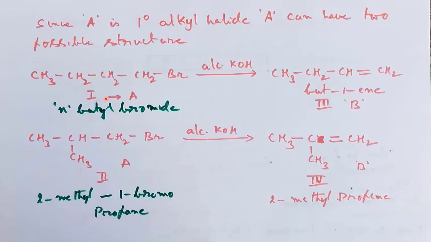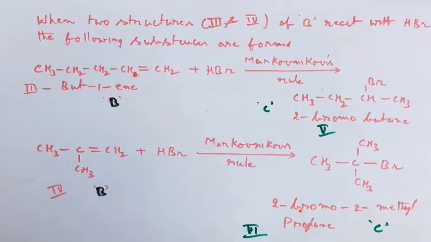When structure 1, a possible compound A, reacts with alcoholic KOH, we get but-1-ene. Structure 2 is 2-methyl-1-bromopropane. When structure 2 reacts with alcoholic KOH, we get 2-methylpropene. When these two structures, 3 and 4 of B, react with HBr again, the following substances are formed.